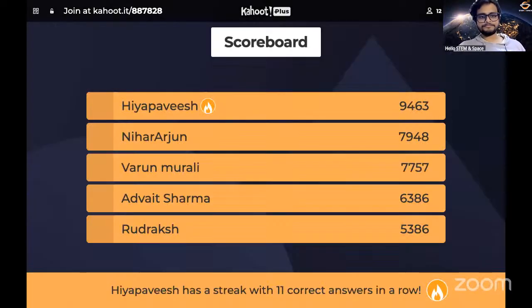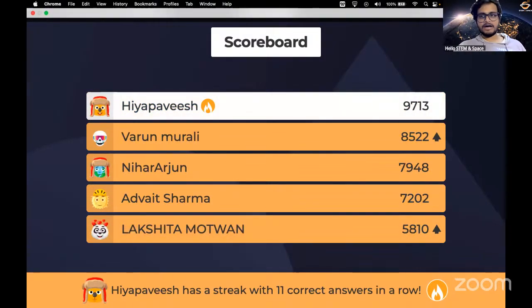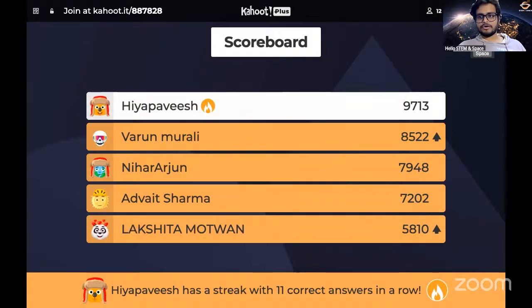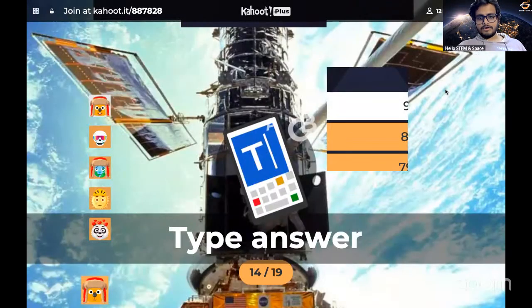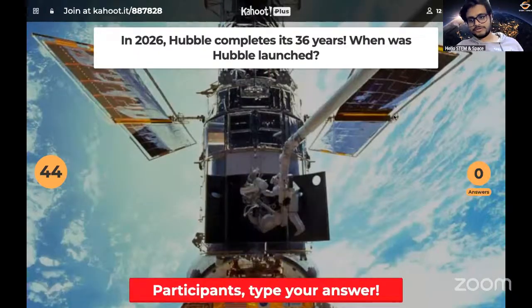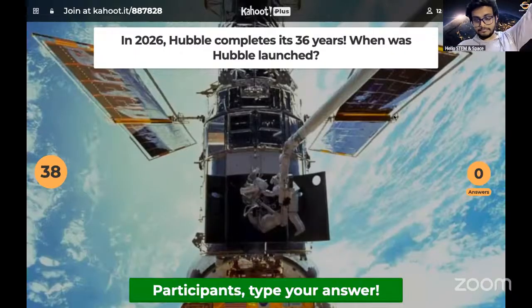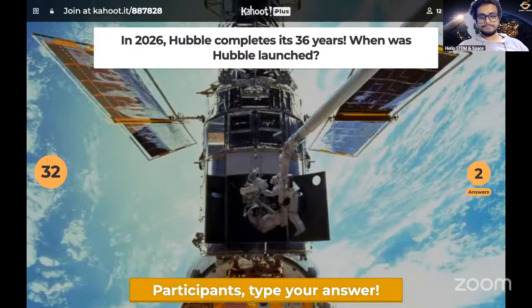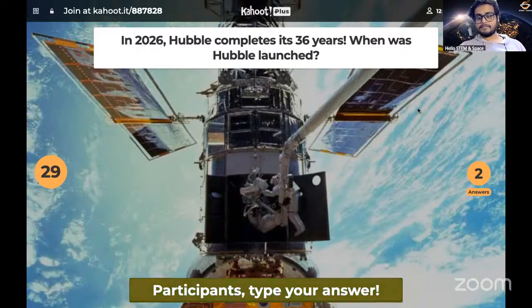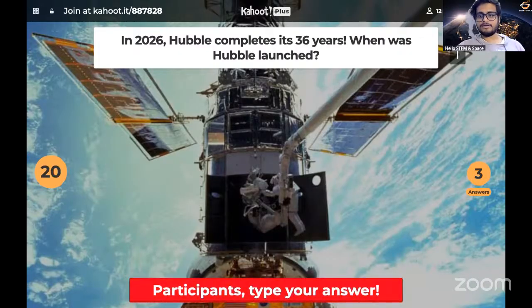Let's see the scoreboard. Oh, a lot of changes. Yapavesh on first, Varun on second, Nihar on third, Advait on fourth, and Lakshita on fifth. Now you have to type your answer. In 2026, Hubble completes its 36 years. When was Hubble launched? You can quickly type your answer in. You can also calculate that if 2026 is 36 years, then when would it have been launched?